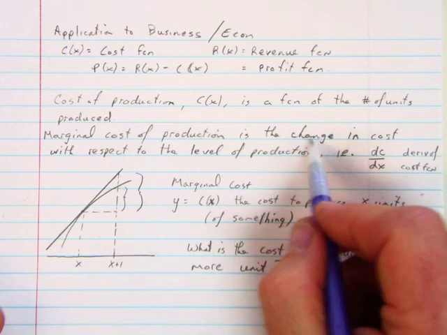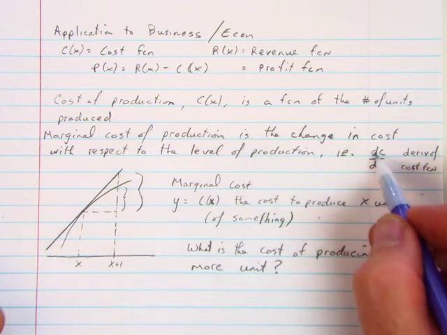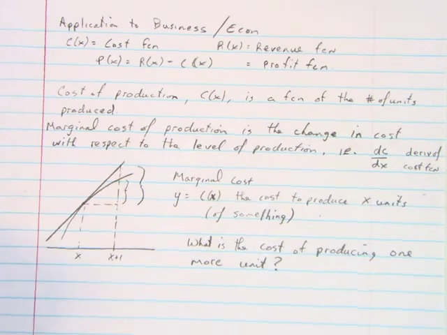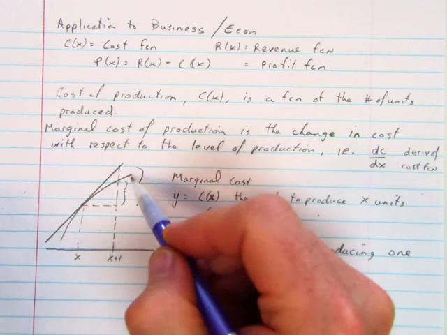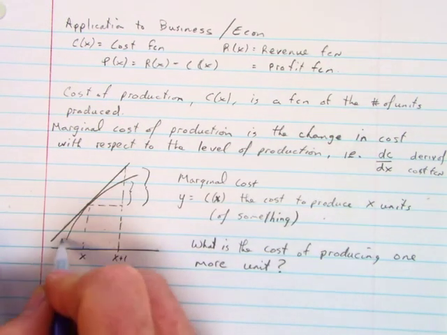What are the key things in here? We're talking about a change. It's a rate of change with respect to the level of production. That's when we say the derivative with respect to x. Let's take a look and see what's going on in here. Here's some graph. This will be C of x, our cost function here.